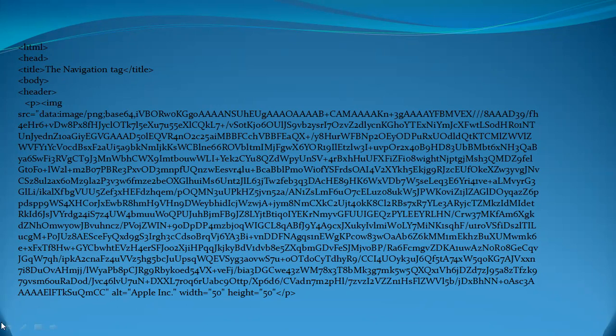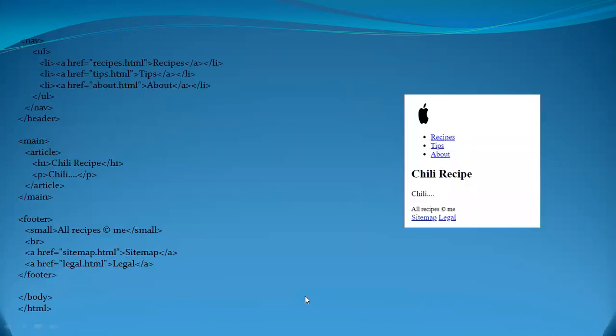Then we have to give the alternate attribute. Then the width and height of the image should be there. The paragraph tag should be closed. The nav tag should be there. Then an unordered list, under that recipe.html.